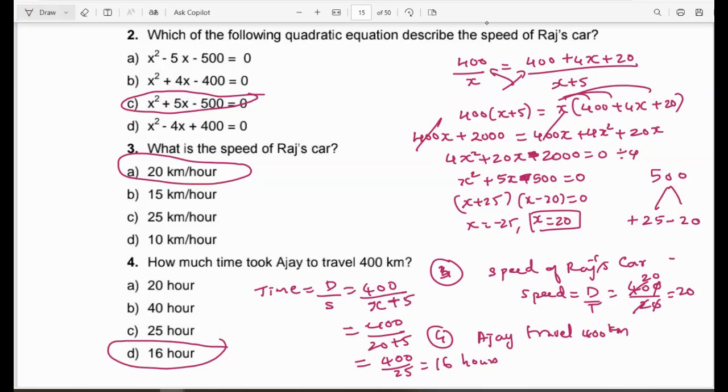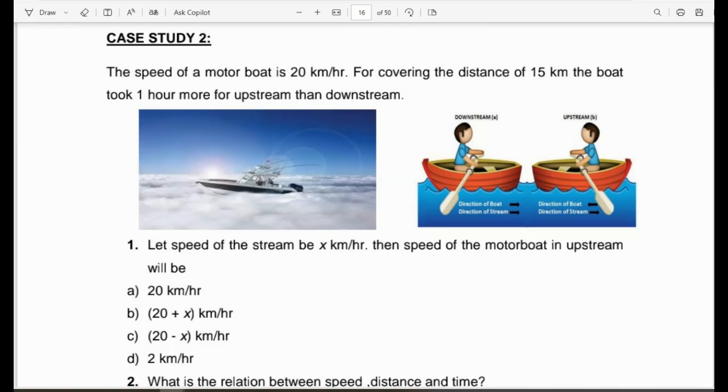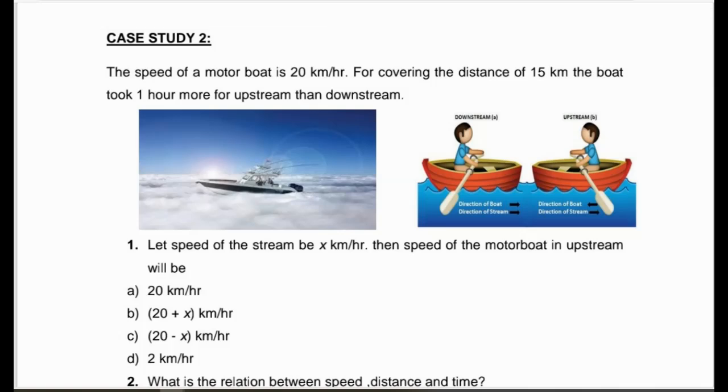So moving on to the next case, we have the speed of the motorboat is 20 kilometer per hour. For covering the distance of 15 kilometer, the boat took 1 hour more for upstream than downstream. Whenever the motorboat is moving upstream, the speed reduces, right? It is negative because it needs pressure to move against the flow.